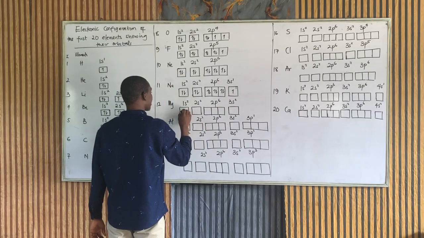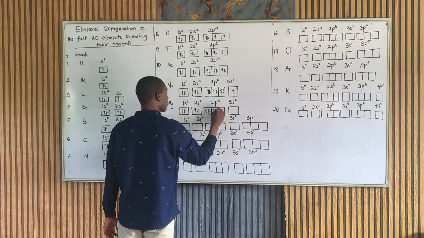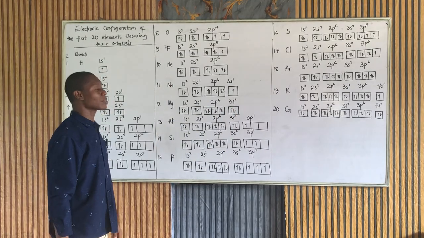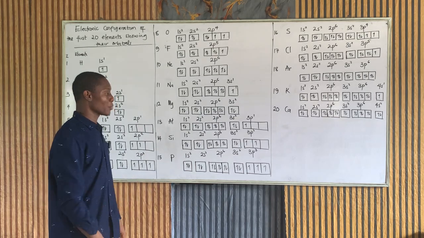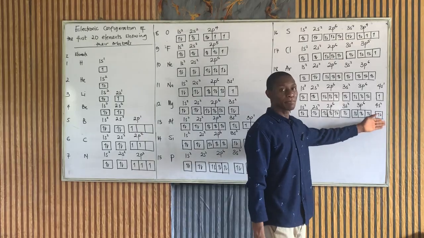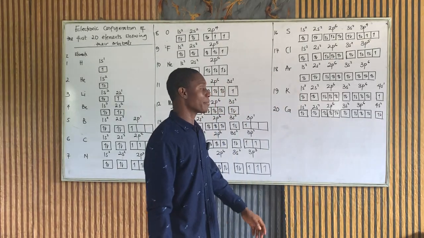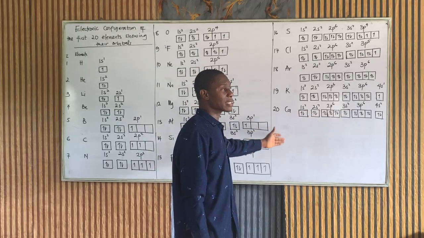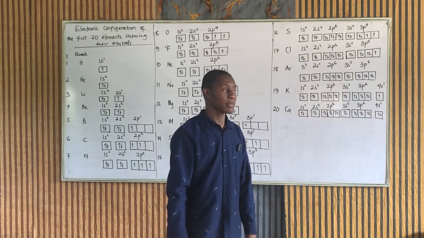So I guess you can do the rest. This is how everything looks for the first 20 elements. And then on and on, you can do the 21st. You start filling the 3d orbitals for the 21st. That's from scandium downward. But we want to stop at the first 20 elements. So that's that.